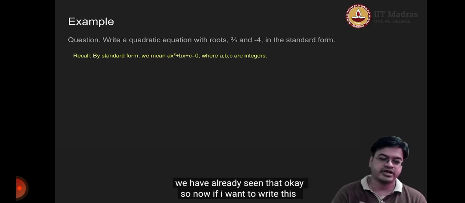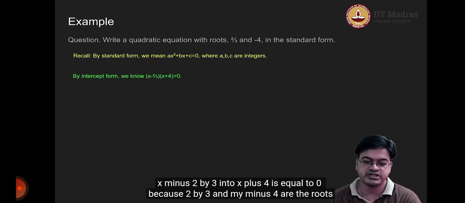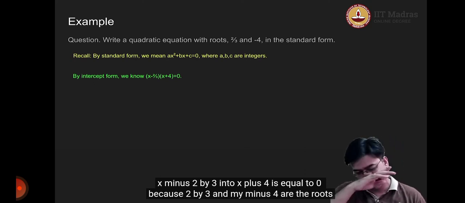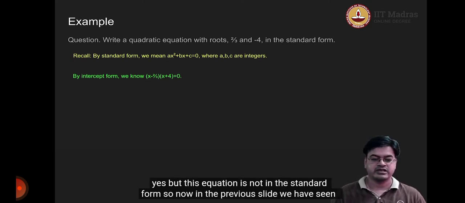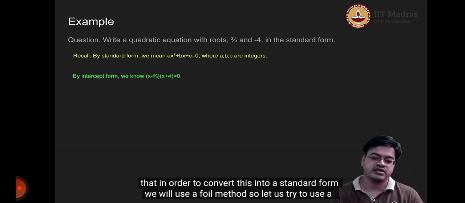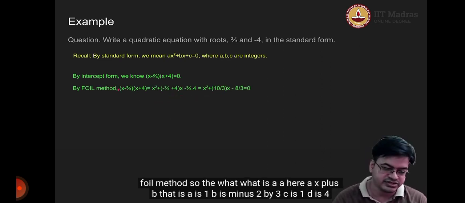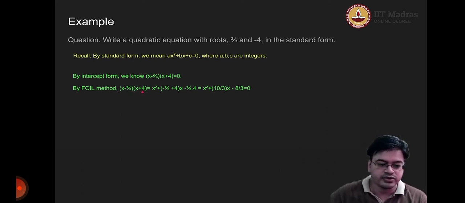Now if I want to write this, we will use our knowledge about intercept form, and we can easily write this expression as x minus 2 by 3 into x plus 4 is equal to 0, because 2 by 3 and minus 4 are the roots. But this equation is not in the standard form. In the previous slide we have seen that in order to convert this into standard form, we will use the FOIL method. So let us try to use the FOIL method. What is a here? Ax plus b, that is a is 1, b is minus 2 by 3, c is 1, d is 4.